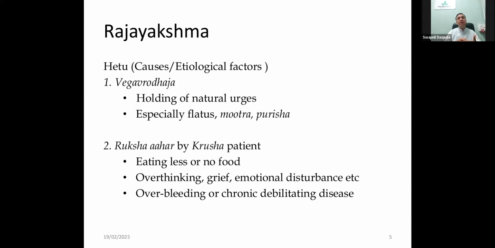Once the Jatharagni is properly ignited and the doshas are settling, you may not be required to keep an eye on or observe the patient meticulously. But in the initial stages, yes, you can tell the patient that you may call me every day, or call me after every 2 days, so that the development or the recovery is properly observed.